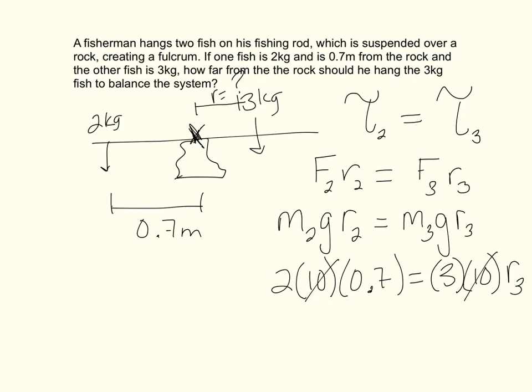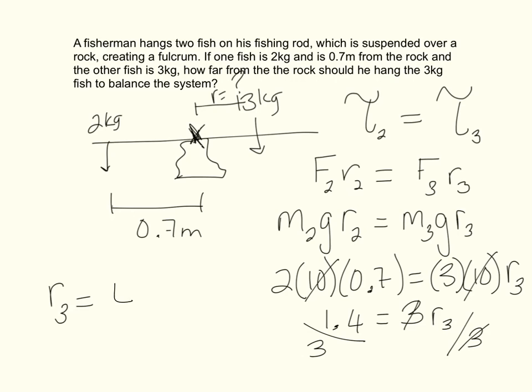So 2 times 0.7 is 1.4 equals 3 times r3. And then we're going to divide by 3 on both sides. I'm left with r for the 3 kilogram fish is going to be close to 5, and so probably around 4.7 meters. Now, is that possible, do you think, for this situation? No, so I must have made a mistake because that's not even possible, right? Well, 1.4 divided by 3 is not 4.7, it's 0.47.